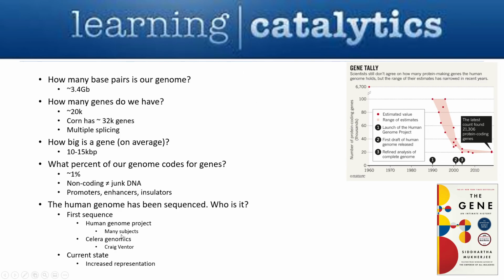This kind of wraps up our section on the human genome. Keep in mind that we don't necessarily need you to memorize Celera Genomics or Craig Venter, but we do want you to understand basic concepts. What percentage of our genome codes for genes, the fact that non-coding doesn't mean junk DNA, and in general the fact that humans have relatively few genes, but that doesn't mean that we're not complex.